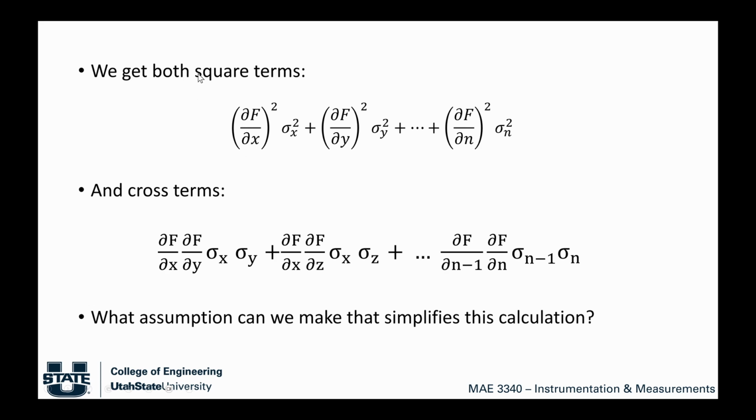If we square all of the terms, we end up with this equation, but then we also have these cross terms. This gets pretty messy for us. Is there any assumption that we can make to simplify this calculation? Obviously, yes, because that's why it's in the slides here. That's why we're talking about it. If we make one assumption, we can get rid of all these cross terms and we end up with this nice clean equation right here, which is pretty easy for us to deal with.